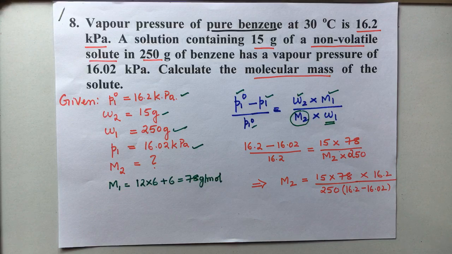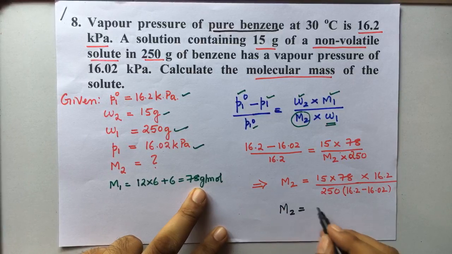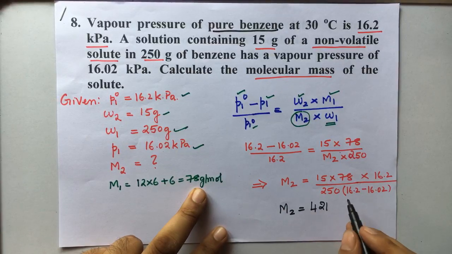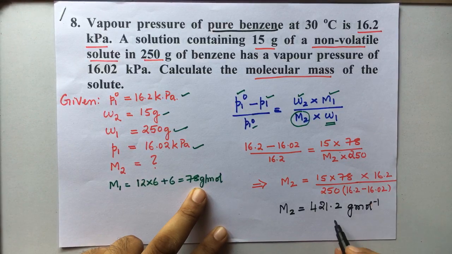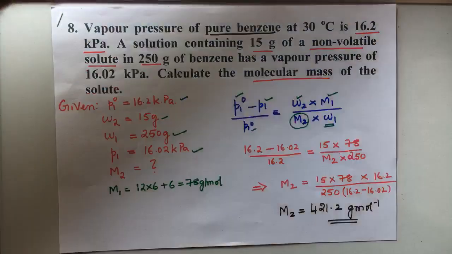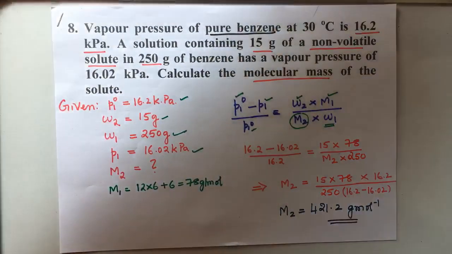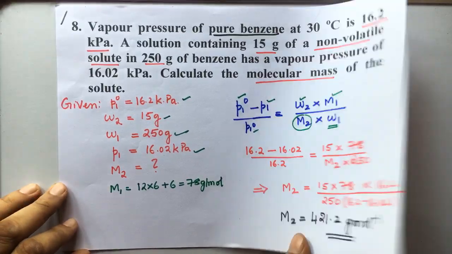The answer comes out to be 421.2 gram per mole. So M2 will be equal to 421.2 gram per mole. Is it clear, students? One problem of this kind would definitely come, which is very important for the annual examination. Let us look into the next question.